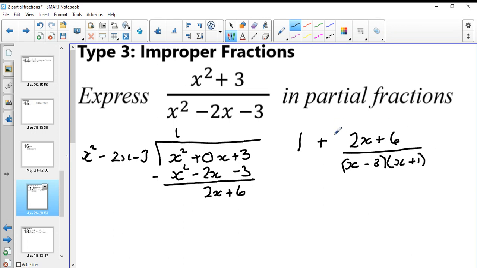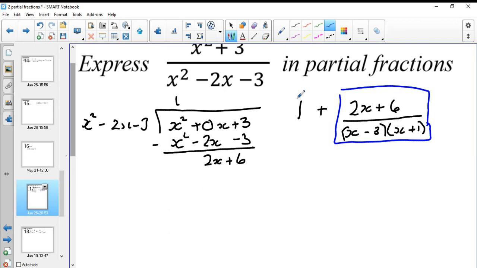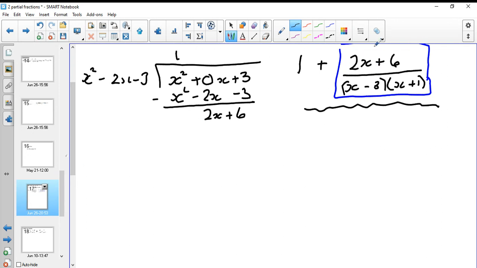Now what we have to do is split the remainder, so this bit, into partial fractions. This is the partial fractions part. And when we write our final answer, we need to remember to include that 1. I'm just going to underline that for now, so we don't lose it. So now for the partial fractions, I'm going to concentrate on this fraction here.